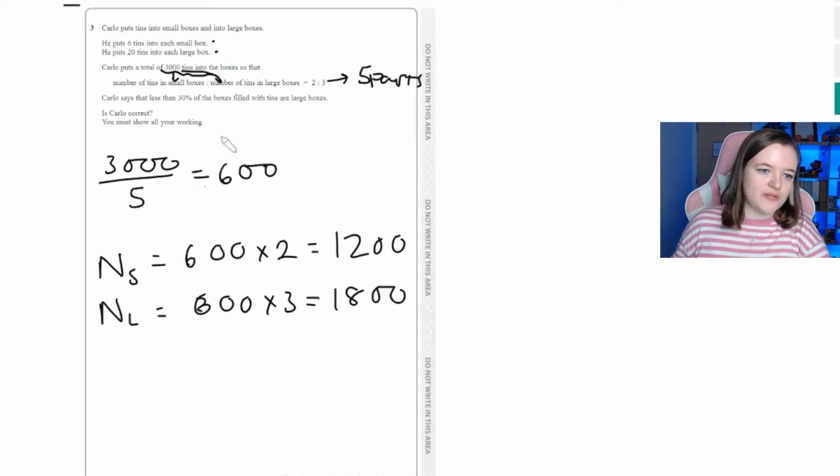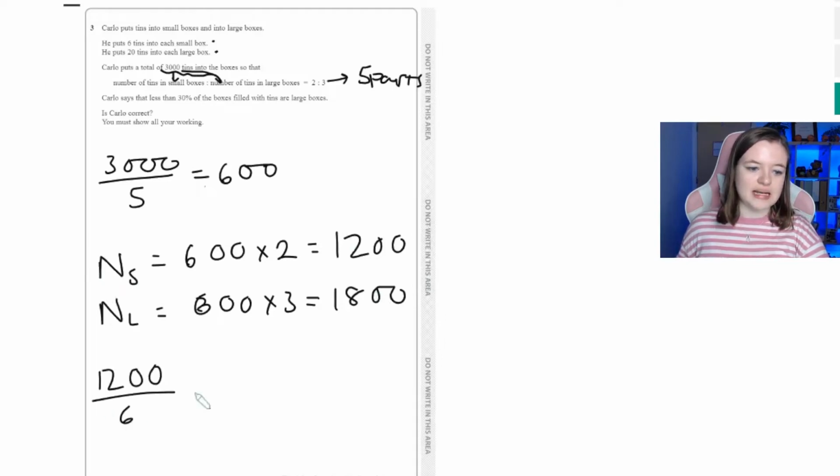So what we can figure out from that is how many boxes of each he's got. We know how many tins are in them. There's 1,200 tins in all the small boxes, and 1,800 tins in all the large boxes. But how many boxes is that? Right, so if he's got 1,200 tins in all the small boxes, then he's got 1,200 divided by 6 small boxes in total, right? So 1,200 divided by 6, that is, I believe 200, but let me have a look. Is indeed 200 small boxes.